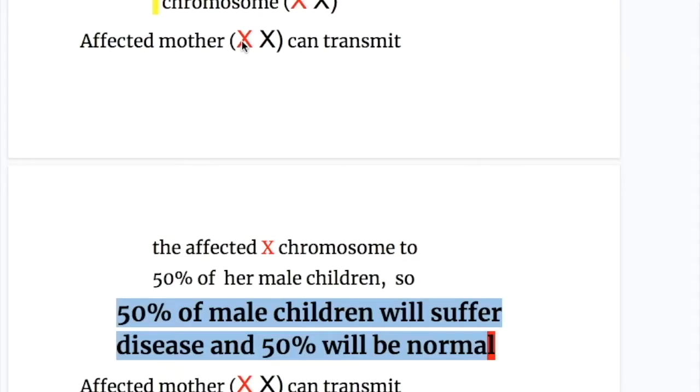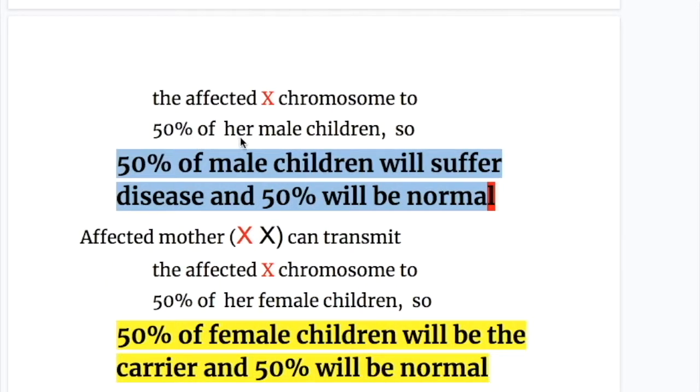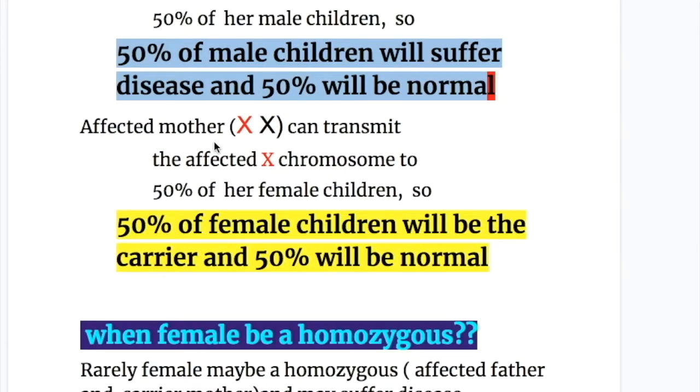An affected mother with one abnormal and one normal X chromosome can transmit the affected X chromosome to how many children? To 50% of her male children. So 50% of the male children will suffer the disease and 50% will be normal. How many female children can the affected mother transmit to? The affected X chromosome goes to 50% of her female children. So 50% of the female children will be carriers and 50% will be normal.